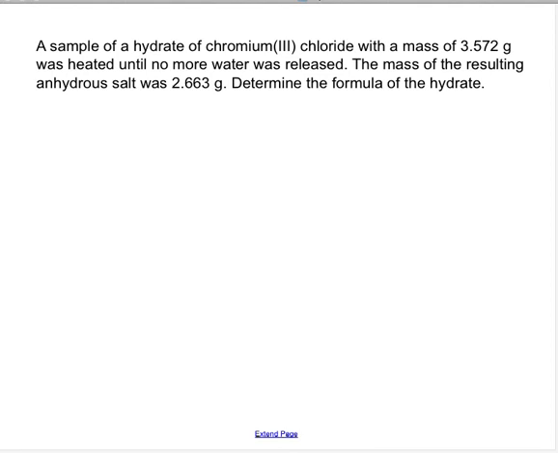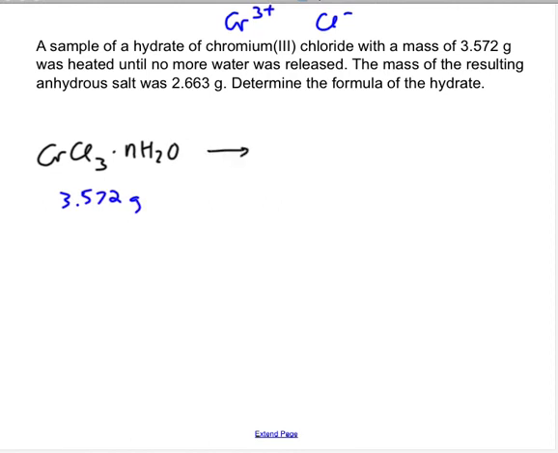I'm going to begin by writing an equation because we're going to obviously need the formula. Chromium-3 means a chromium cation with a 3+ charge. The chloride anion, of course, is Cl-, so that lets us write the formula as CrCl3·nH2O. And I'm starting with 3.572 grams of that. I'm heating it, driving off the water, leaving behind anhydrous chromium-3 chloride with a mass of 2.663 grams and forming water that goes away into the vapor phase.